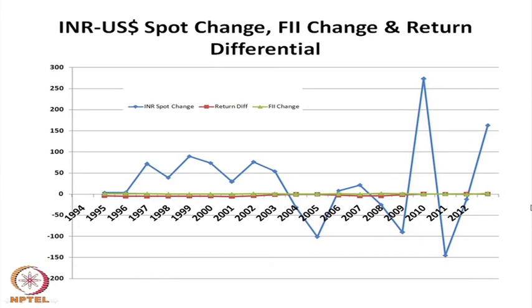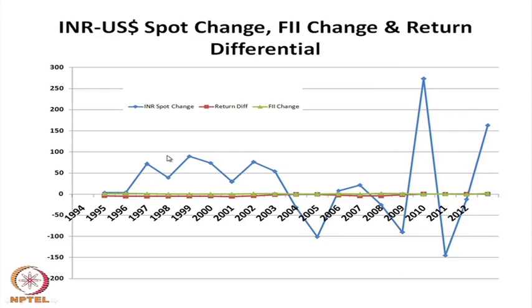Similarly, I have done another graph, trying to find the INR spot change, return differential and FI change, FI inflow. If you see, the green line indicates FI change, the percentage change of FI inflow every year. The red line indicates the return differential between BSE and the Fed fund rate. These two are moving in tandem. When the return differential and FI are moving in tandem, they are highly correlated, and the fluctuation of FI investment in the Indian stock market gives volatility in the Indian spot exchange rate between USD and INR.